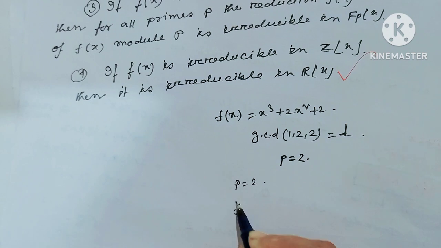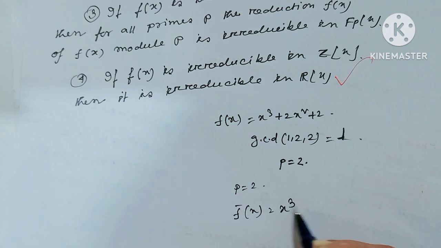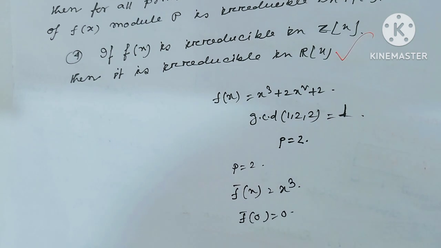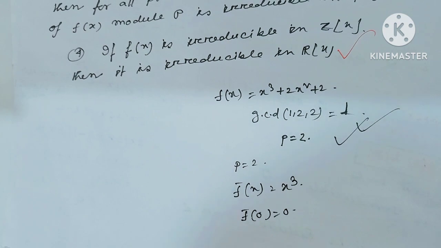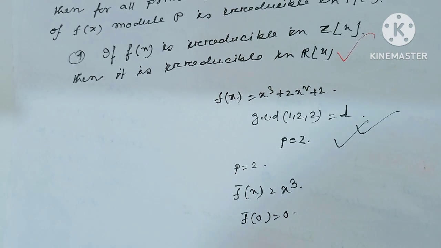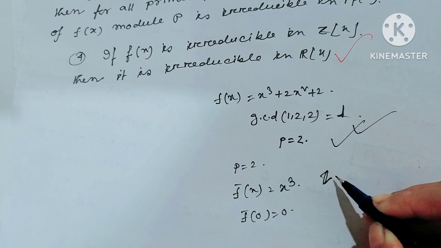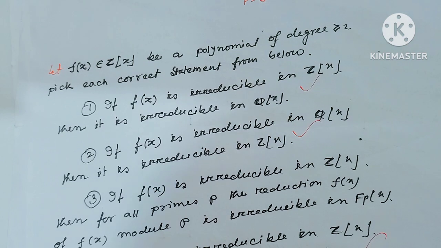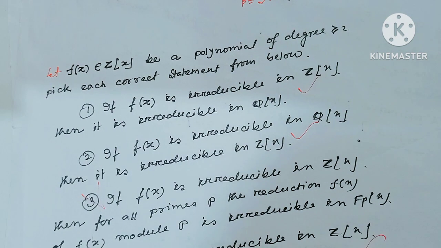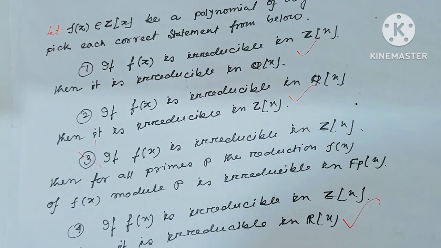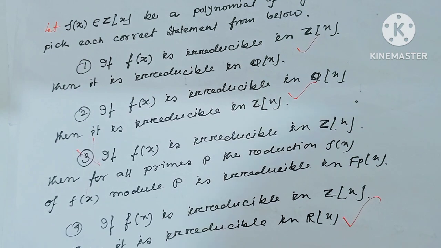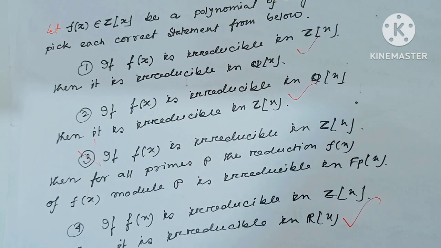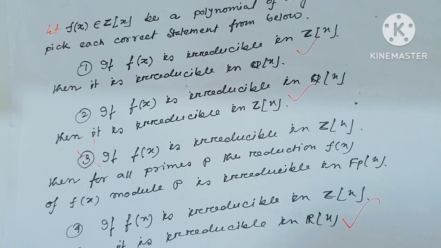Then f-bar(x) would be x cubed, and all of us know f-bar(0) equals 0. So this is irreducible in Q, but not irreducible in Z2[x]. So option 3 is a wrong option. I hope all my viewers have understood: if f(x) is irreducible in Z[x], then for all primes p, the reduction of f(x) modulo p need not be irreducible in Fp[x].